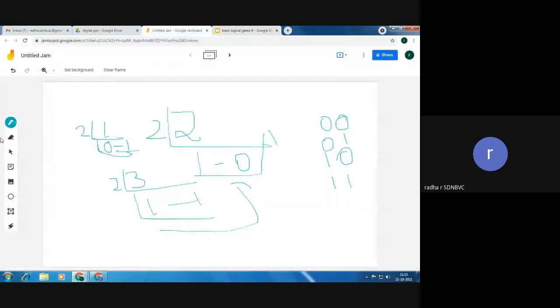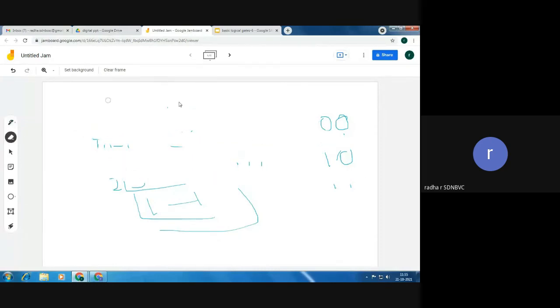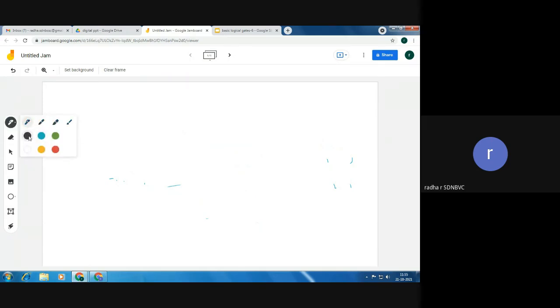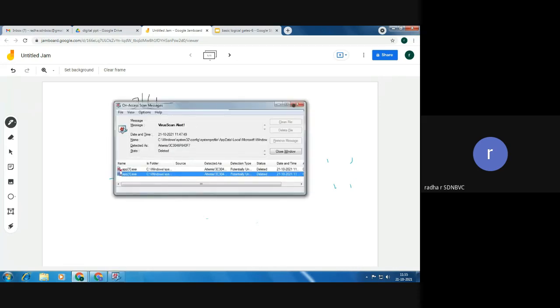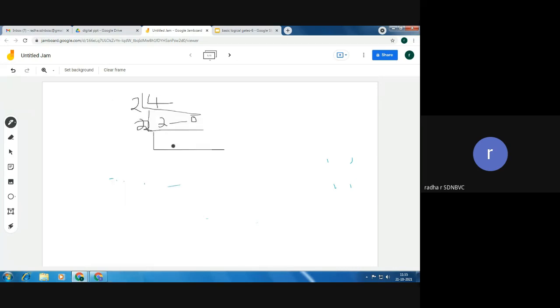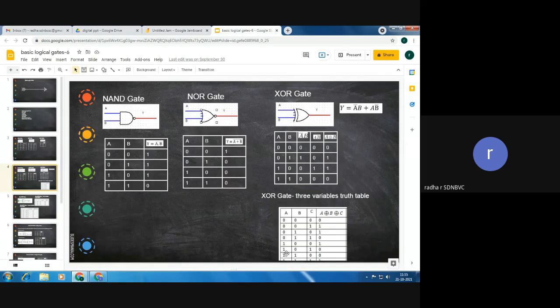We'll see this in the jamboard. 4: when you divide 4 by 2, you have to find the binary equivalent. So 4 means it is 2, then 0; again divided by 2, you have 1 and 0. So that is what we have here: 1, 0, 0, this combination.